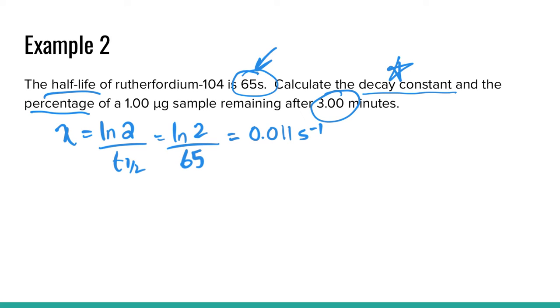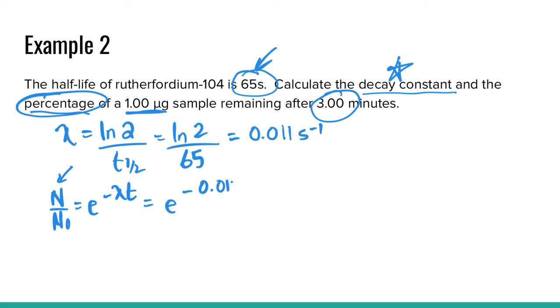The second part, we want to find the percentage of our 1 microgram sample left. So we're going to use our N over N naught is equal to e to the negative lambda t, and this is going to give us our percentage. So we're going to take e to the negative, and our lambda is 0.011. And then 3 minutes, we're going to multiply that by 60 seconds to get us into seconds. So that's 180 seconds. And we'll pop that in here.